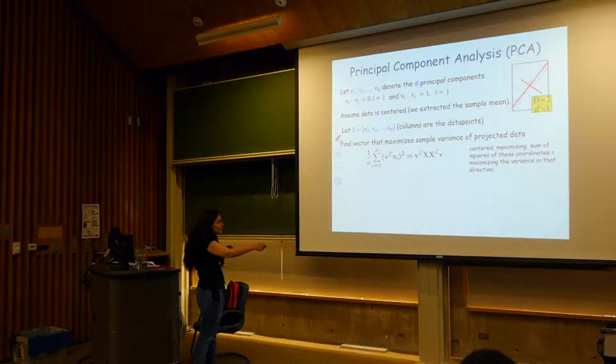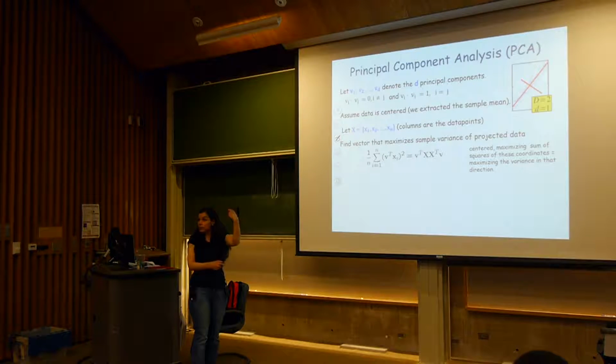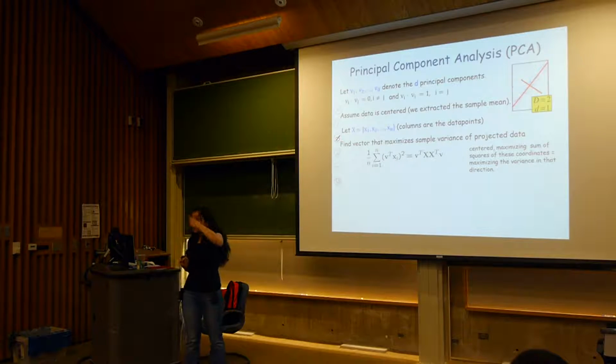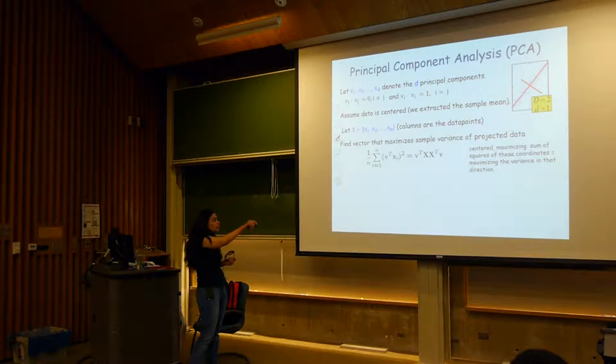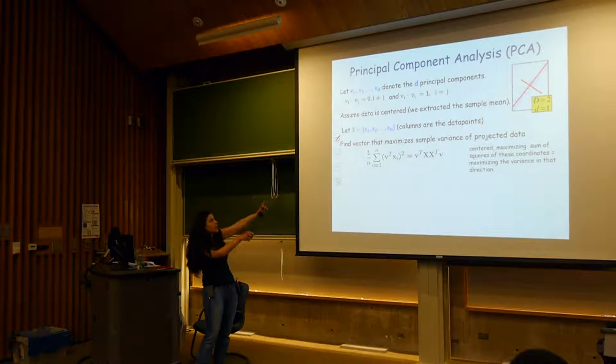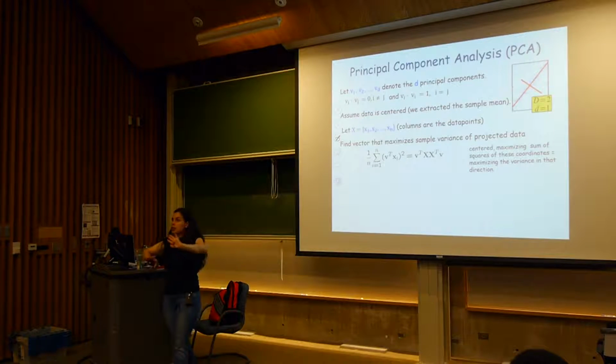And so because I've centered the data, maximizing the sum of the squares of these coordinates in the new coordinate given by the direction V is equivalent to maximizing the variance in the direction, right? And so what we really want to do for the first principal component is to find the direction V for which this quantity over here, the variance in the direction, is maximized. That's mathematically what we want to find. Okay, and I'll assume throughout the presentation that the data is centered, so I extracted the mean from the data.